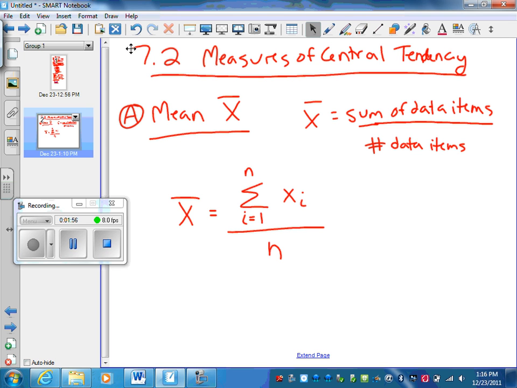What this part right here means is that we take all n data items, add them all up, and divide by the number of data items. So it's just another way to write that. Another word for mean is average, and I'm sure you guys have done that before.